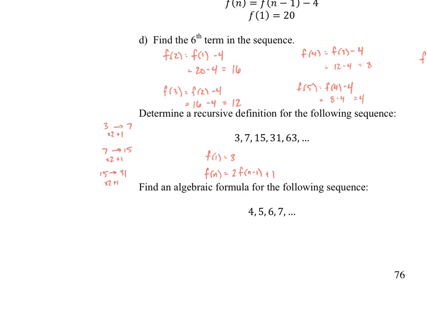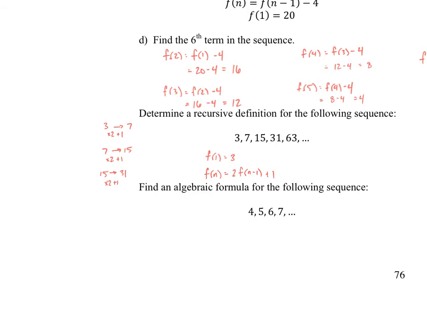Let's try the next one. What if I wanted to find the 5th term? So the 5th term here, I would need 2 times the 4th term. The 4th term is 31. So if I plugged in a 31 here and multiplied it by 2, I'd get 62 plus 1 is 63. So it seems like it works.